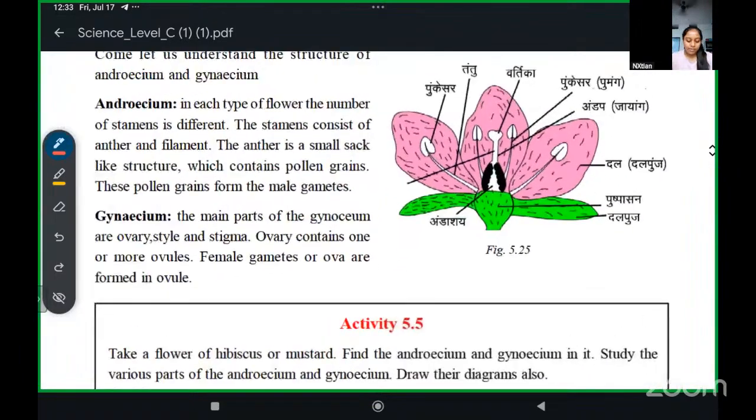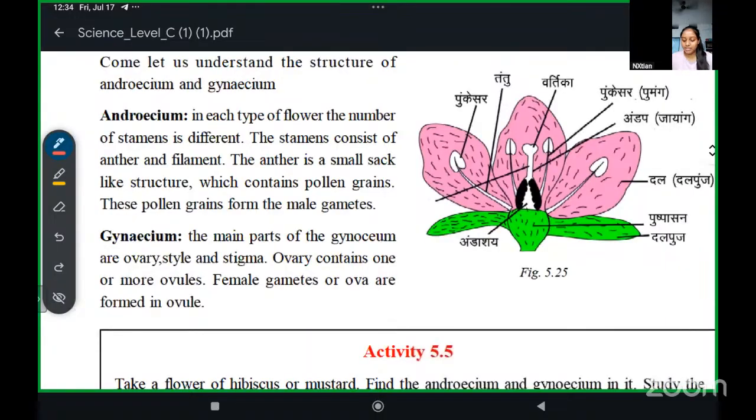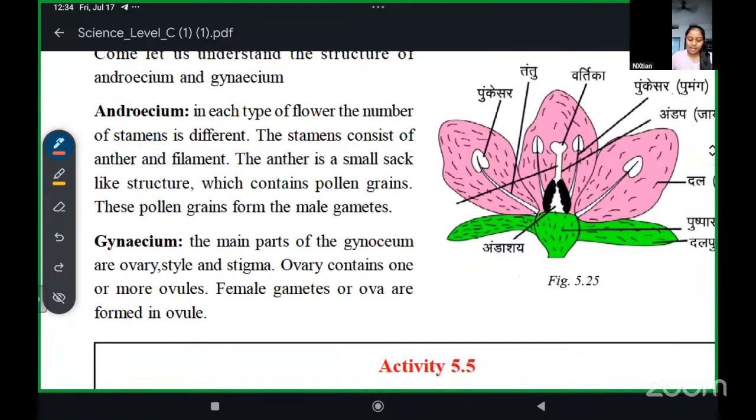We will understand androecium and gynoecium. This has come in one chapter before. So I know you have a little bit of an idea, but we will do it again. Now see, in each type of flower, the number of stamens is different. The stamen consists of anther and filament.